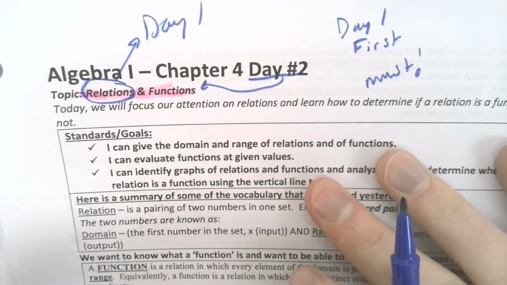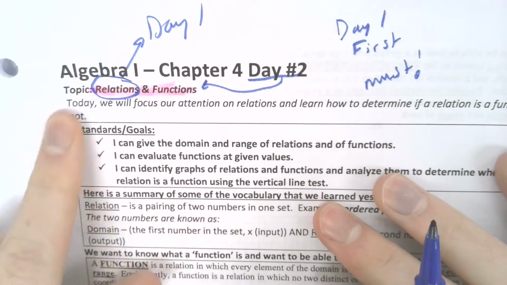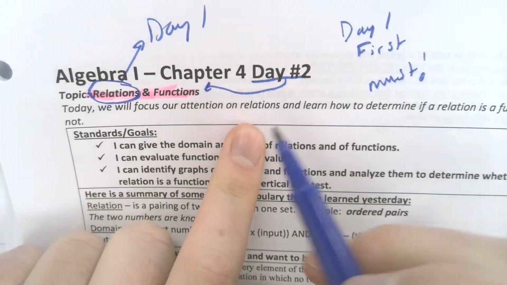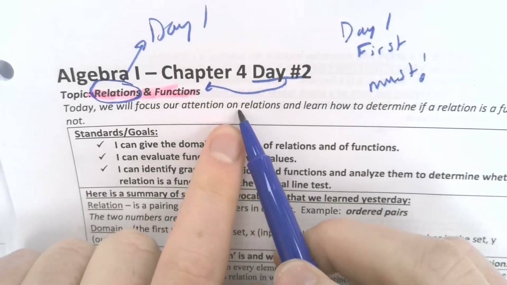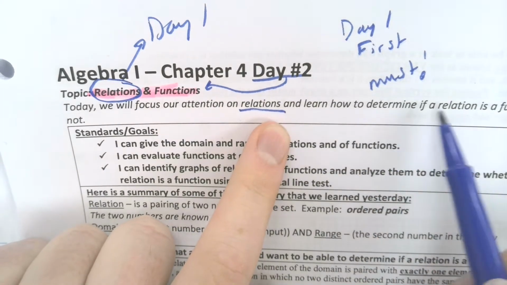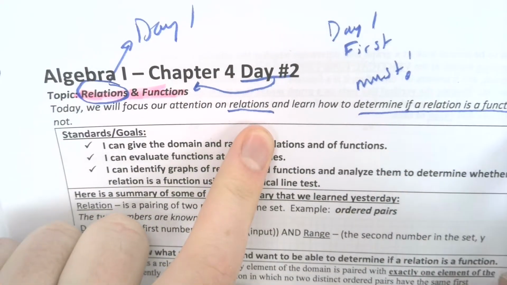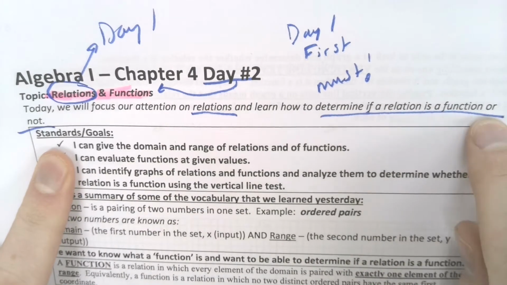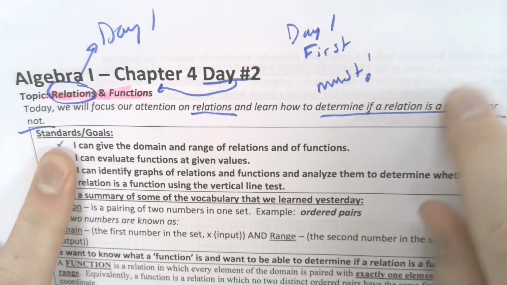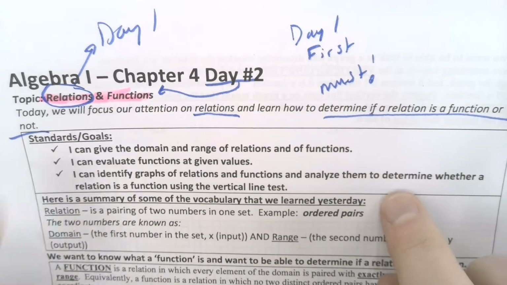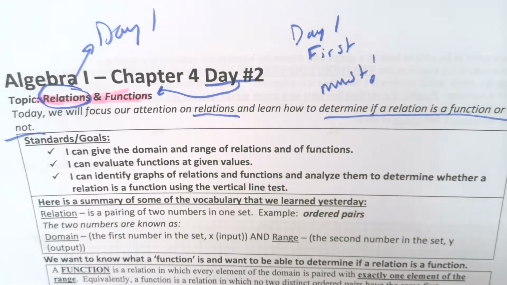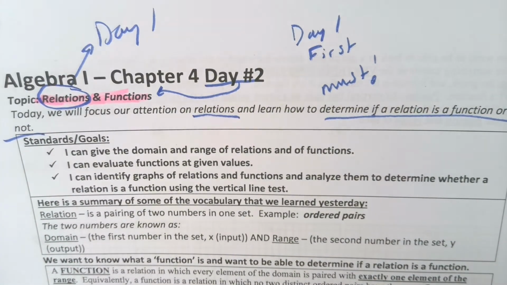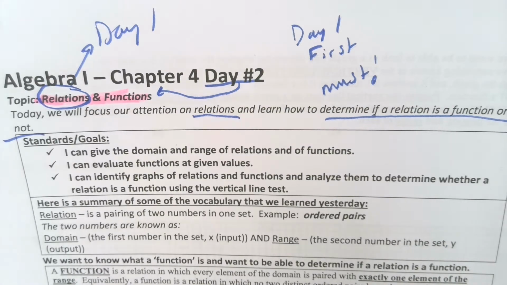And hopefully you have heard about functions before, but if not, I want you to know that they are relations, but that not every relation is a function. So some relations are functions, but every function is a relation. Kind of like the whole every square is a rectangle, but rectangles aren't squares deal.